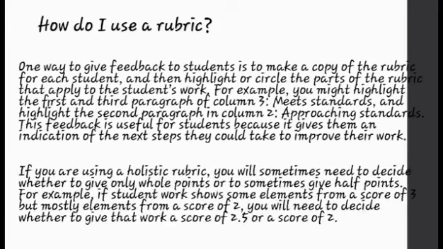If you are using holistic rubrics, you will sometimes need to decide whether to give only whole points or to sometimes give half points. For example, if student work shows some elements from a score of 1, but mostly elements from a score of 2, you will need to decide whether to give that work a score of 2.5 or a score of 2.